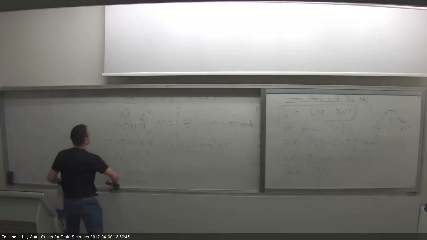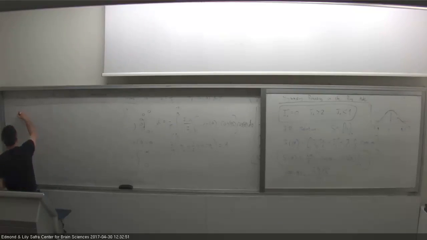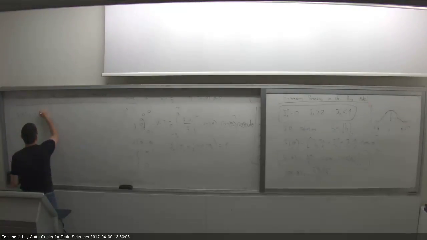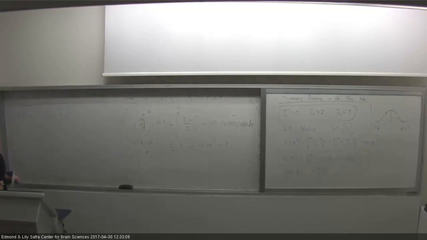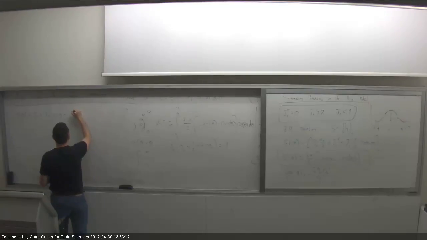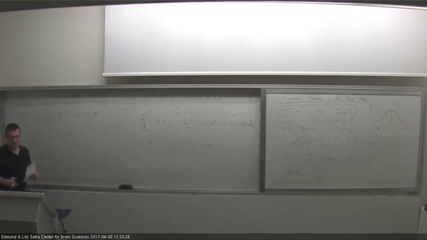So everything will be the same as before, but we will consider a different connectivity matrix. J of theta will be equal to J0. This is a homogeneous component. Plus J1 cosine of theta. This is the symmetric component as before. Plus epsilon J1 sine of theta. So this is the new addition.